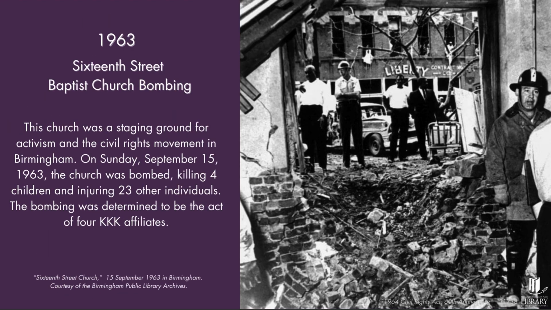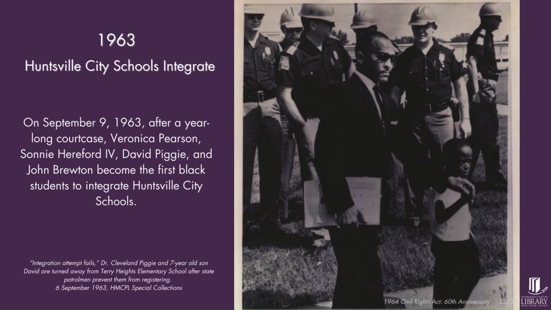The 16th Street Baptist Church in Birmingham was a staging ground for activism and the civil rights movement. On Sunday, September 15th, the church was bombed, killing 4 children and injuring 23 others. The bombing was determined to be the act of 4 KKK affiliates. In that same year, Huntsville City Schools integrated. Veronica Pearson, Sonny Herford IV, David Pidgey, and John Bruton became the first black students to integrate Huntsville City Schools.